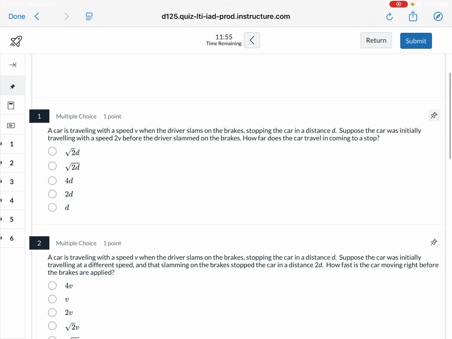All right, so a car is traveling with the speed v when the driver slams on the brakes, stopping the car in a distance d. Suppose it was initially traveling with the speed 2v. How far does the car travel? How far does the car travel and come to a stop?